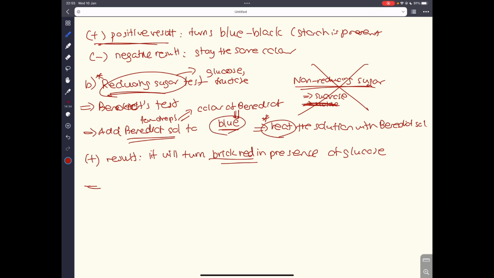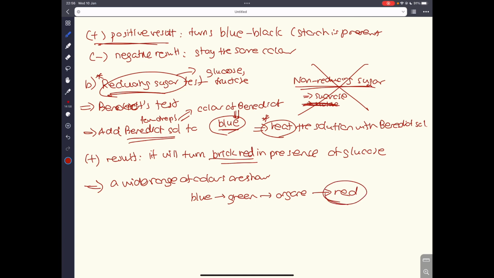Now, what actually happens is that a wide range of colors are shown. First it will turn blue, then it might turn green, then it might turn orange, then it might turn red. The end point of the final color has to be brick red. Now this actually depends on the concentration of glucose.